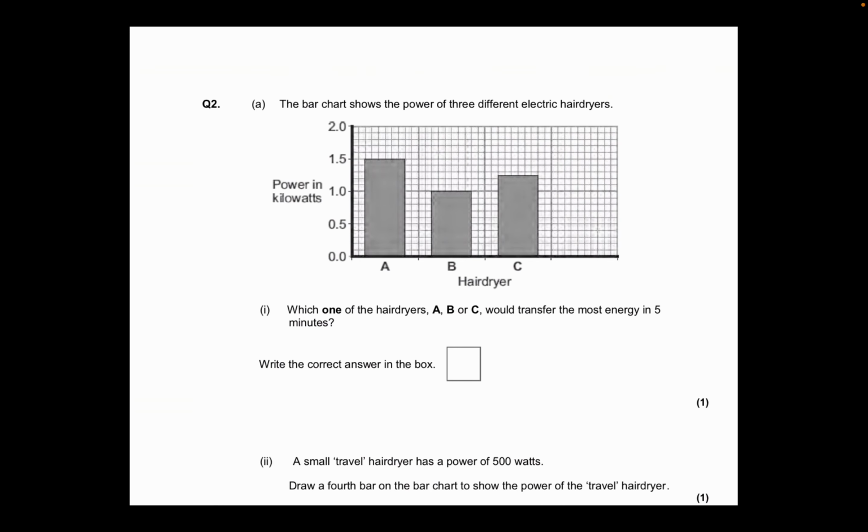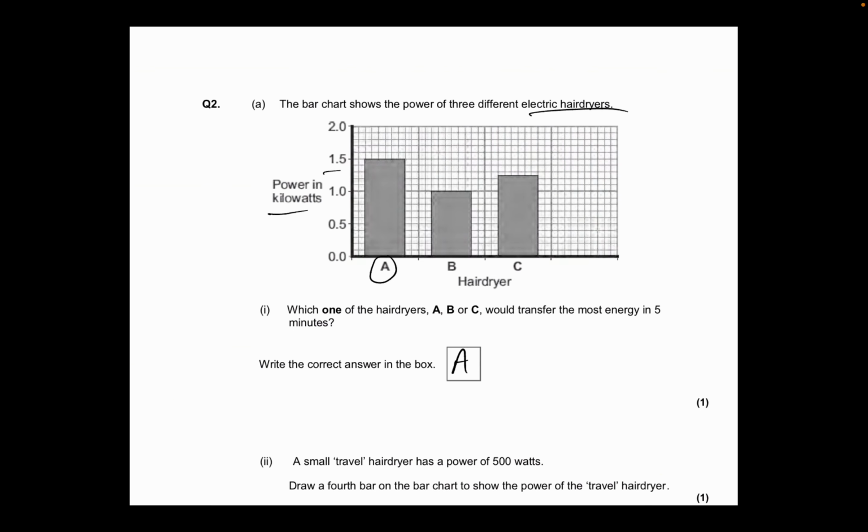The next question shows us a bar chart showing the power of 3 different electric hair dryers. Which one of the hair dryers, A, B, or C, would transfer the most energy in 5 minutes? For this one, you have to carefully understand that the bar chart is showing the power of these different electric hair dryers, and the one that would transfer the most energy would be A, since it has about 1.5 kilowatts of power. So we're going to pick A, since the others don't give as much power in kilowatts.